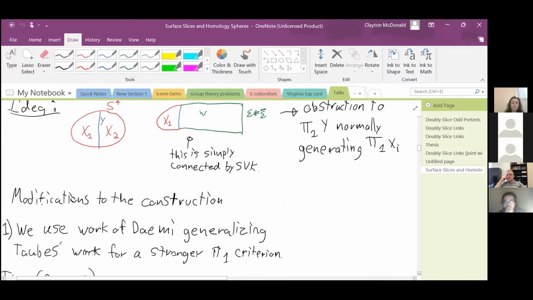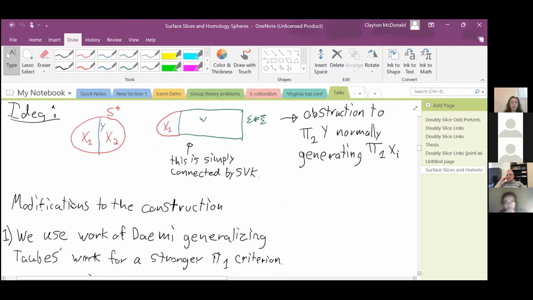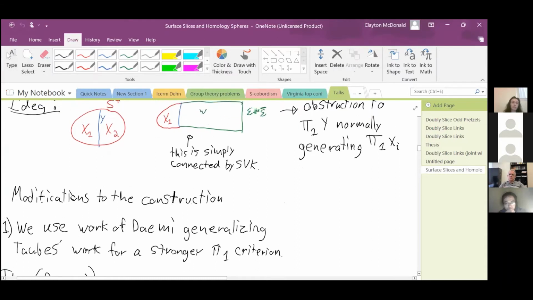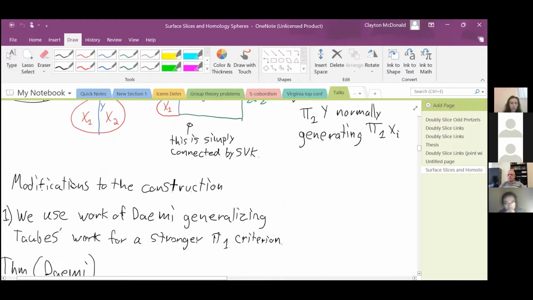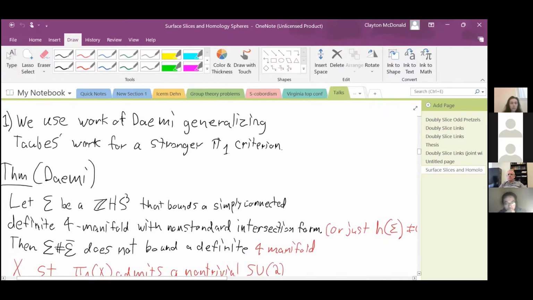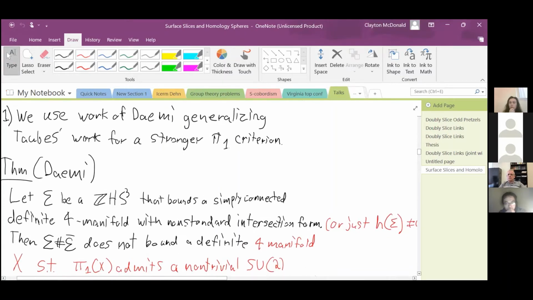So the first modification we'll make is that we're going to use work of Ali Daimi, which generalizes Taubes's work for a slightly stronger pi1 criterion, which will actually be super important to the end of our argument. And then there's also a slight generalization to the class of manifolds, or maybe not even slight. I don't work with these invariants a ton, but here's the theorem. So this is not exactly how Ali stated it in his paper, but this is the form that I'm going to be using, and it's very similar to Taubes's form. In fact, I literally copy pasted this, but then I put in red the parts that are different.